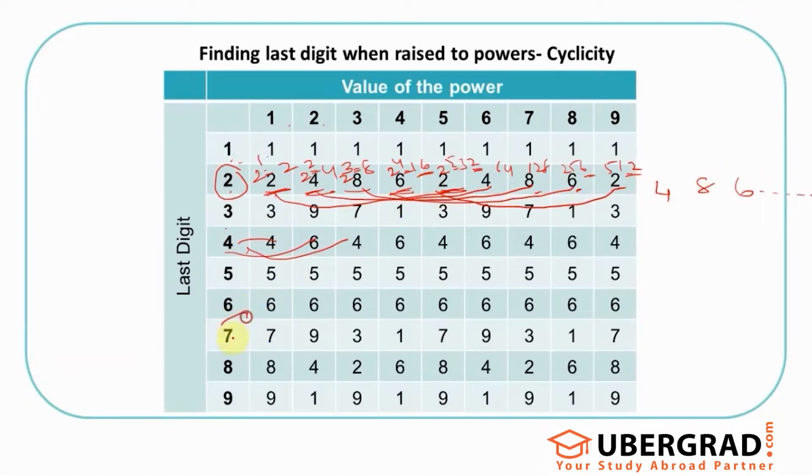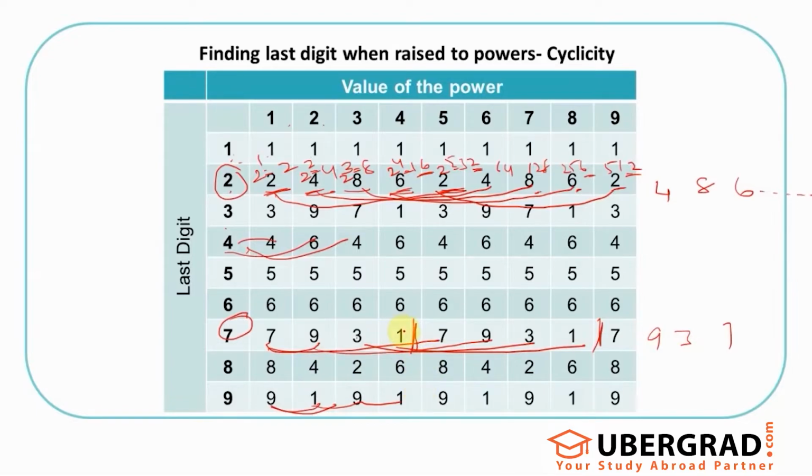Let's look at 7 first. 7 power 1 is 7, then 9, 3, 1. Again 7, again 9, again 3, again 1. For 9, you see 9, 1, 9, 1, 9, 1. Yes, it's repeating only every 2 times. Here for 7, I'm seeing the repetition happening every 4 times: 7931, 7931, 7931. But everything you see is max 4.